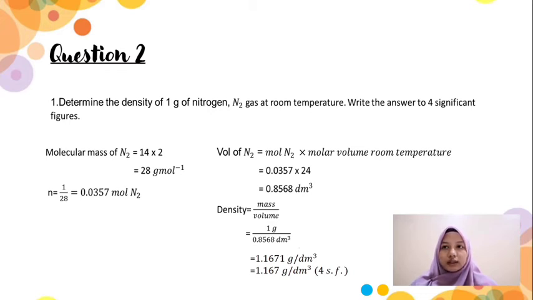But the question asks us to write the answer to 4 significant figures. So let's remember the general rule is that non-zero digits are considered as significant. So we just take 1.167 gram per decimeter cube. Okay, and that is 4 significant figures.